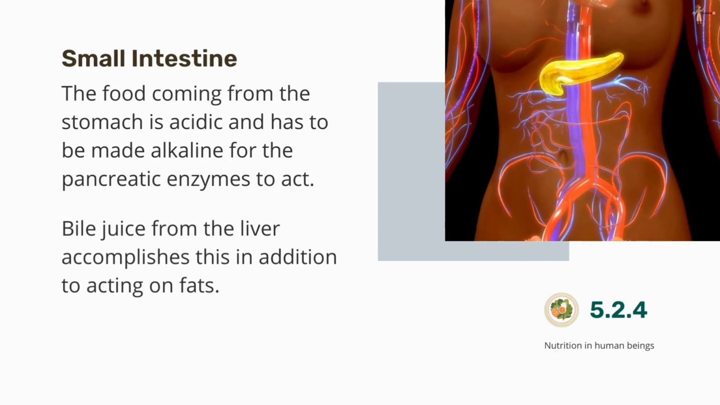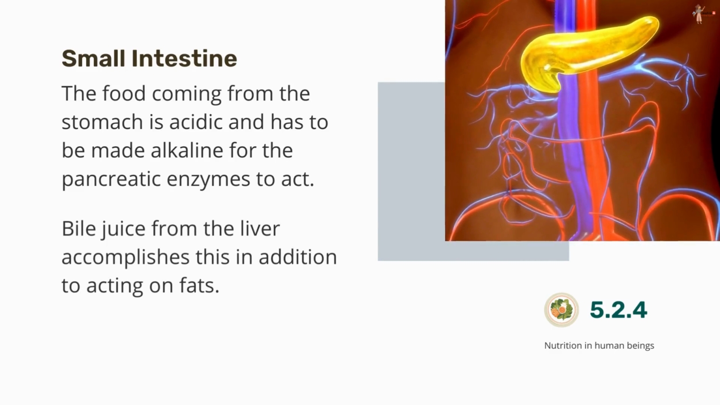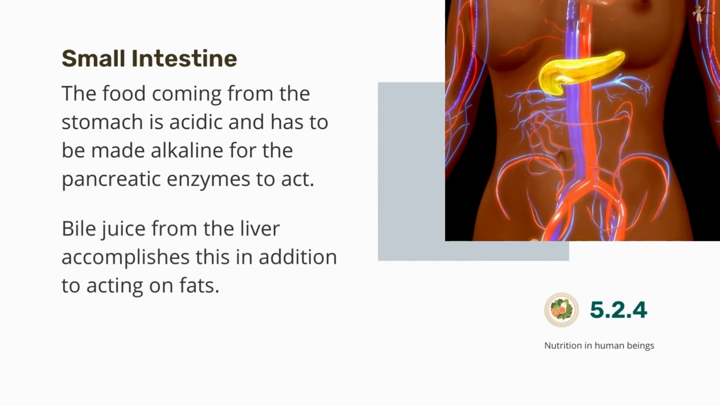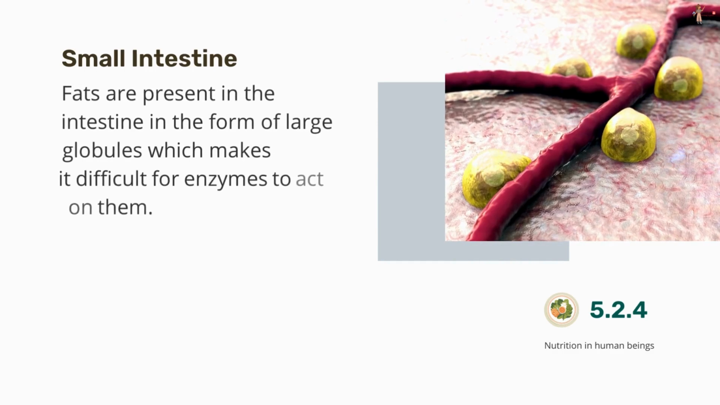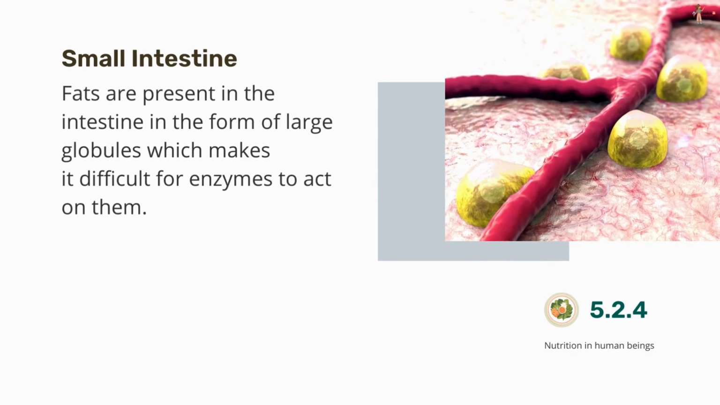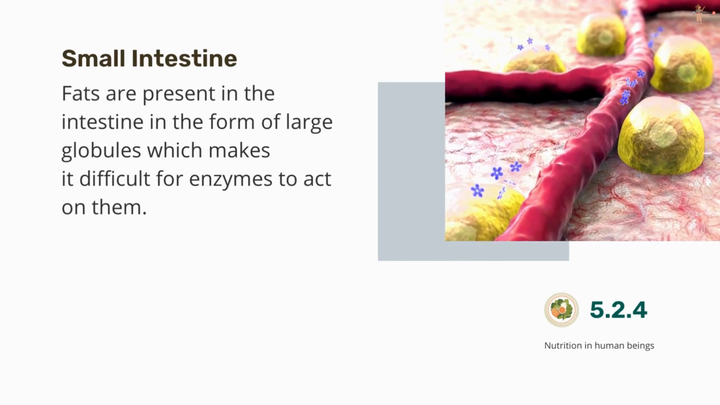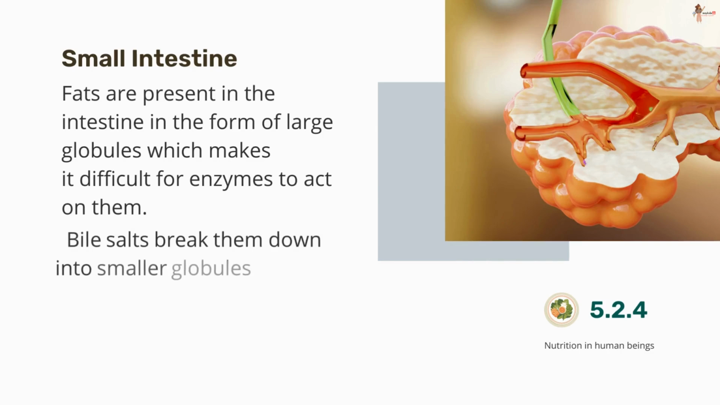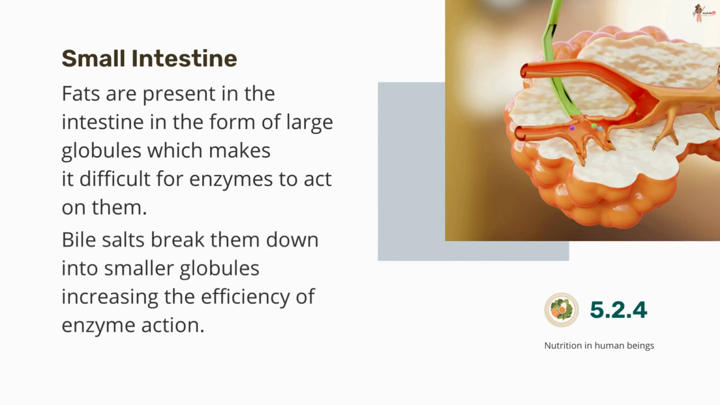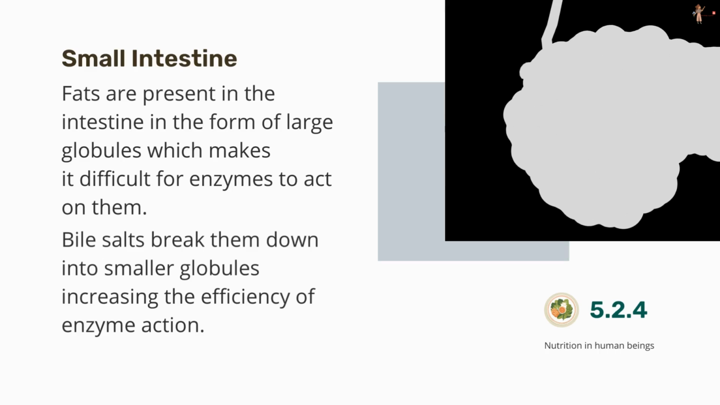Bile juice from the liver accomplishes this in addition to acting on fats. Fats are present in the intestine in the form of large globules, which makes it difficult for enzymes to act on them. Bile salts break them down into smaller globules, increasing the efficiency of the enzyme action. This is similar to the emulsifying action of soaps on dirt.